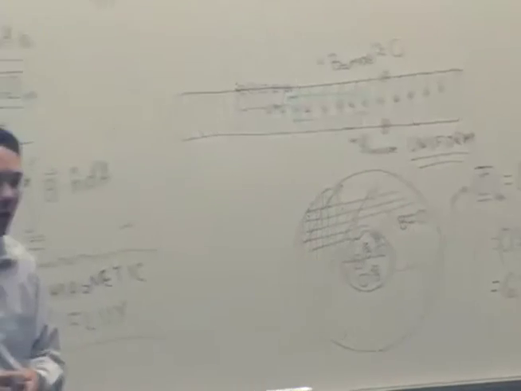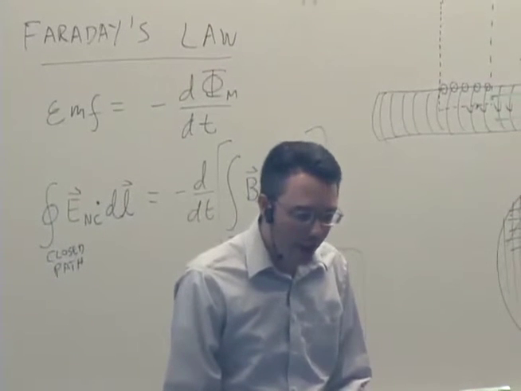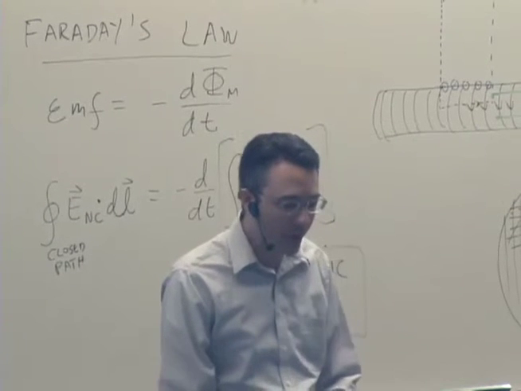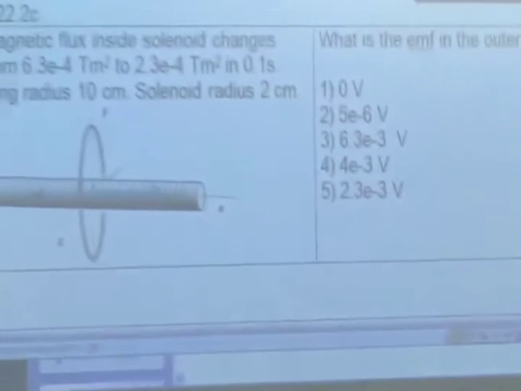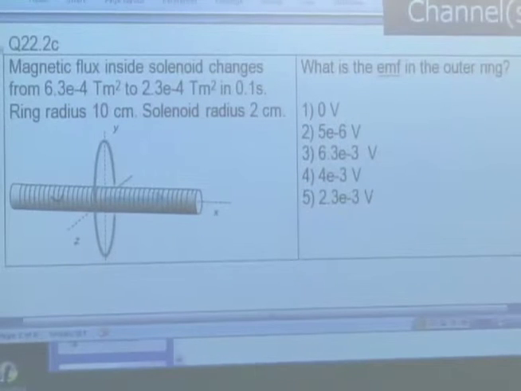Other questions? Okay. So now let's say that flux is changing. So maybe we have a power supply attached to our solenoid. We're going to change the current so that the flux through the interior changes from 6.3 times 10 to the minus 4 tesla meters squared to 2.3 times 10 to the minus 4 tesla meters squared in a time of 0.1 seconds. So we're just reducing the magnitude of the magnetic field in a very short amount of time.